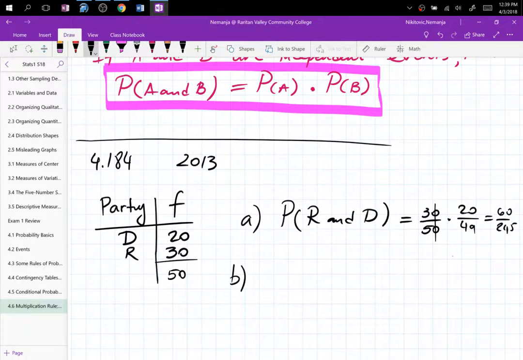Find the probability that both are Republicans. So the probability of R and R. So what is the probability of a Republican and a Republican?